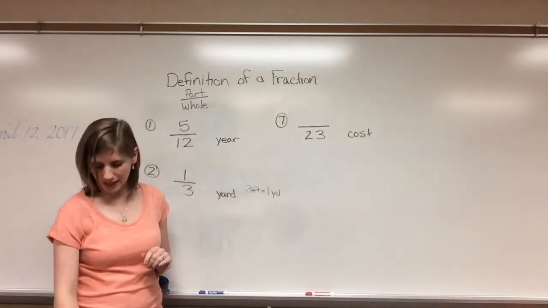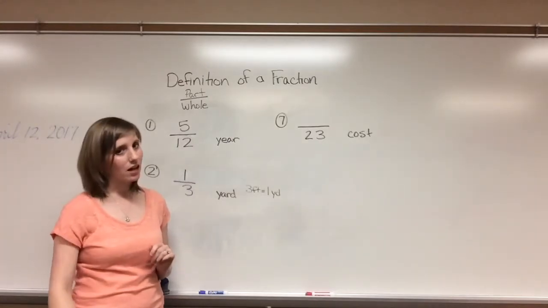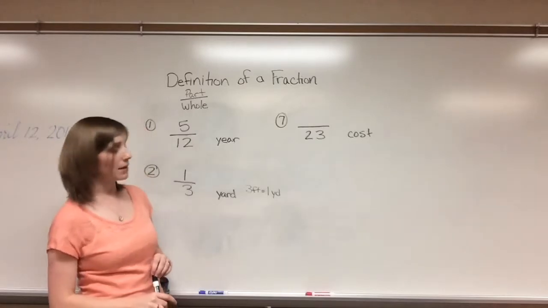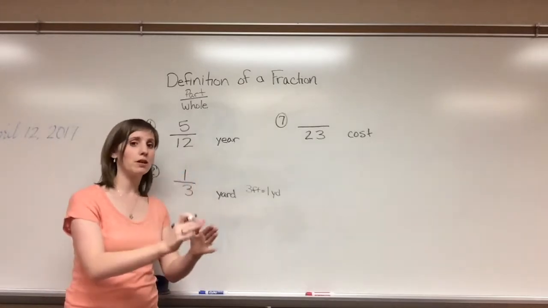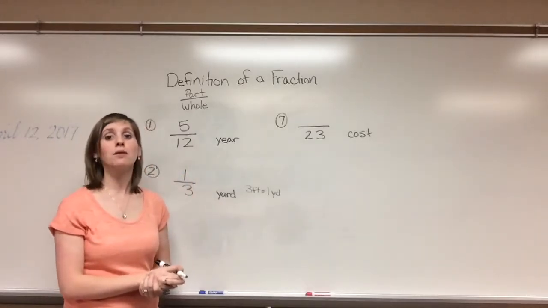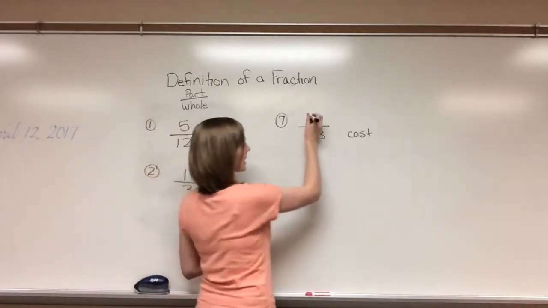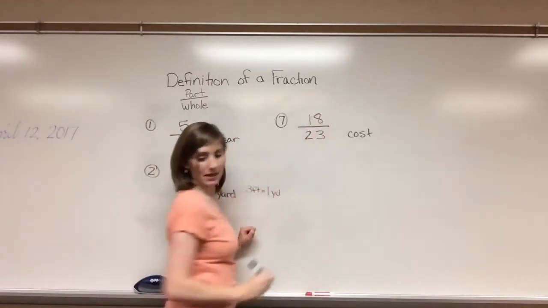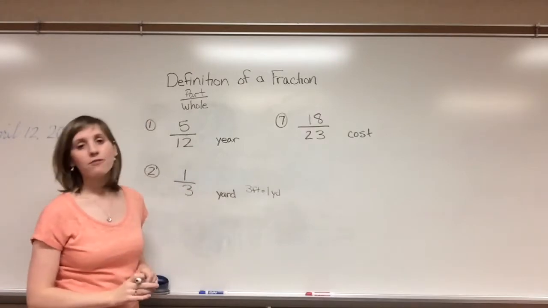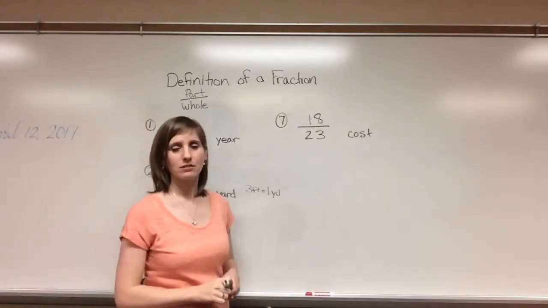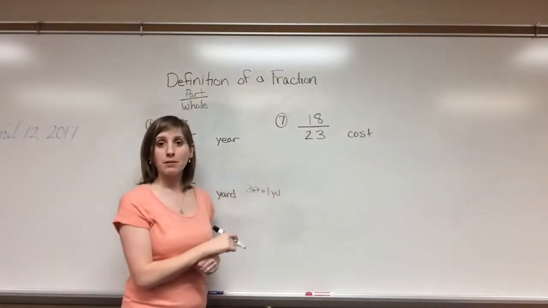If we keep reading, it says he has $18 right now. That means that's how much he has going towards the shirt that he wants to buy. That's our part. So 18 goes at the top because it's asking for what fraction of the cost has he saved. Let's look at problem number 8.